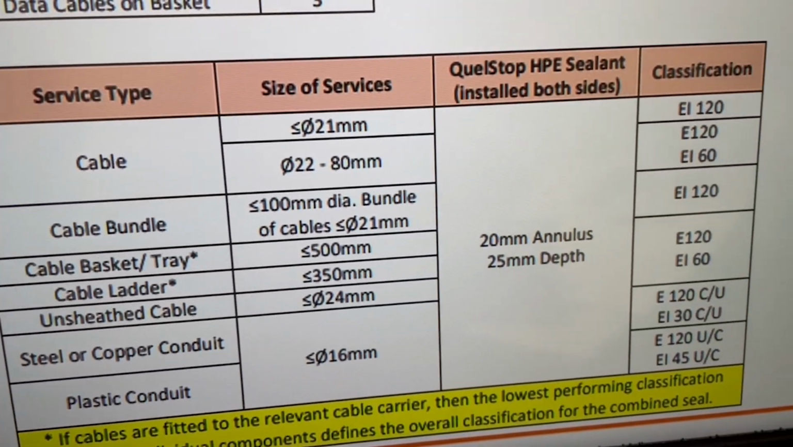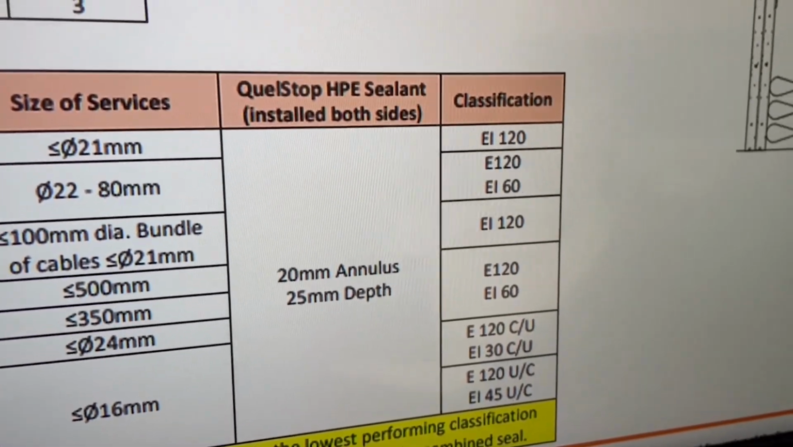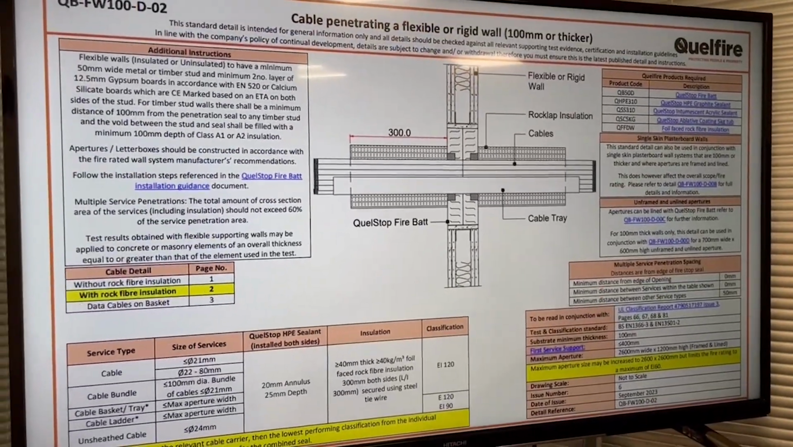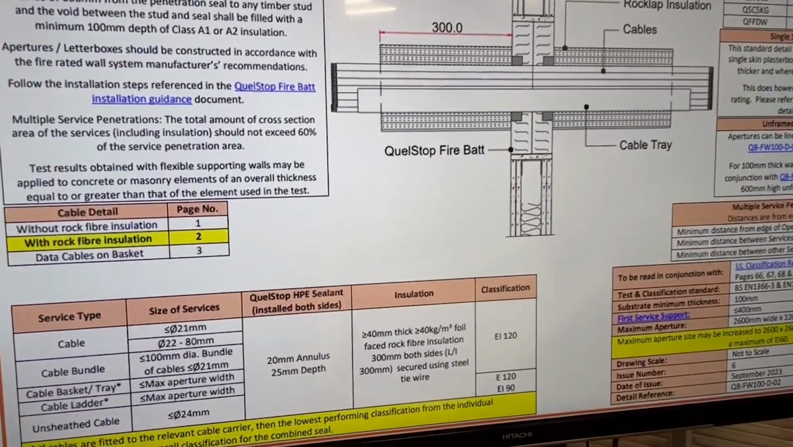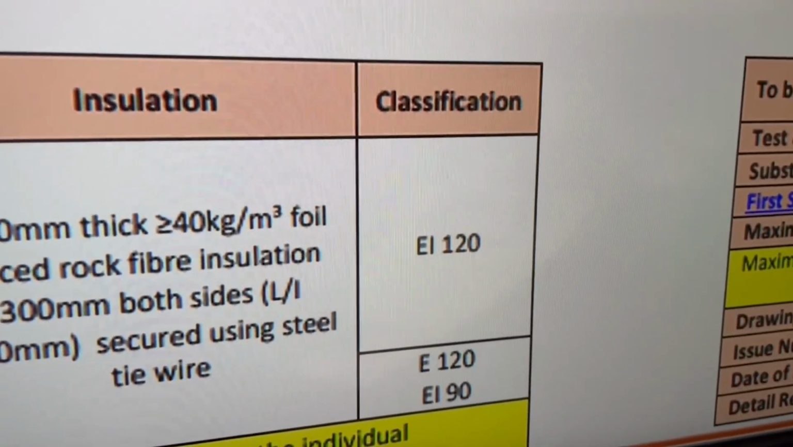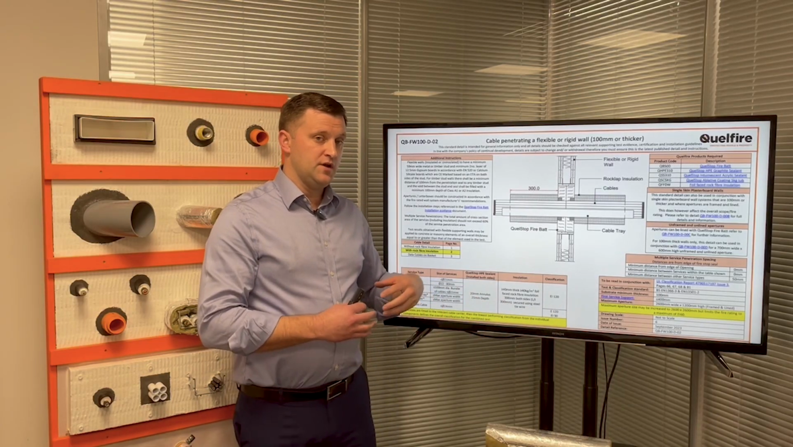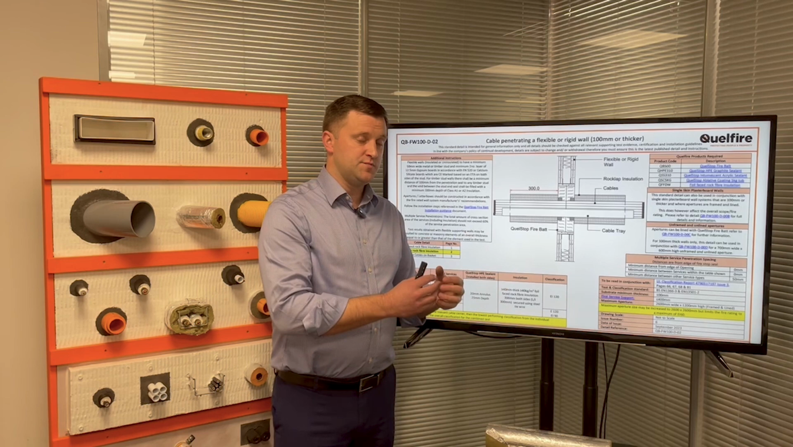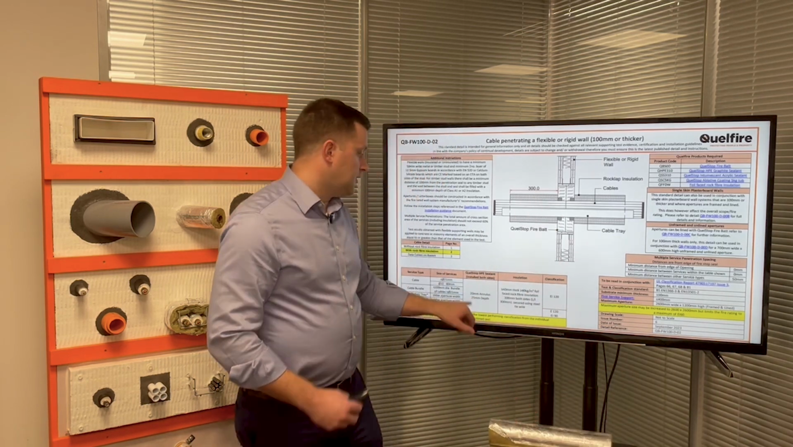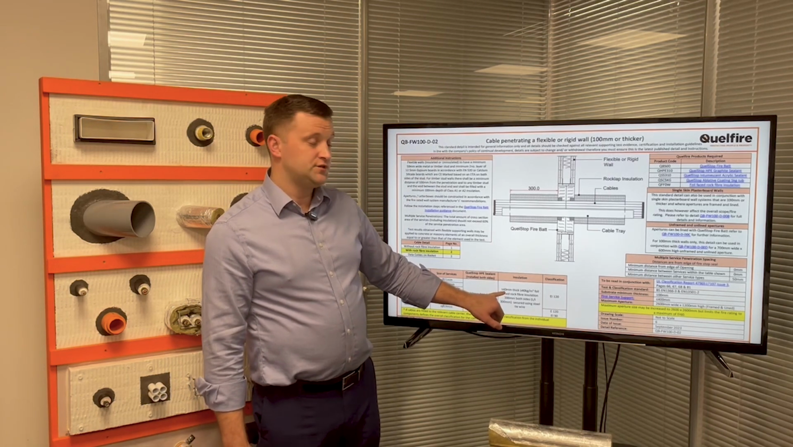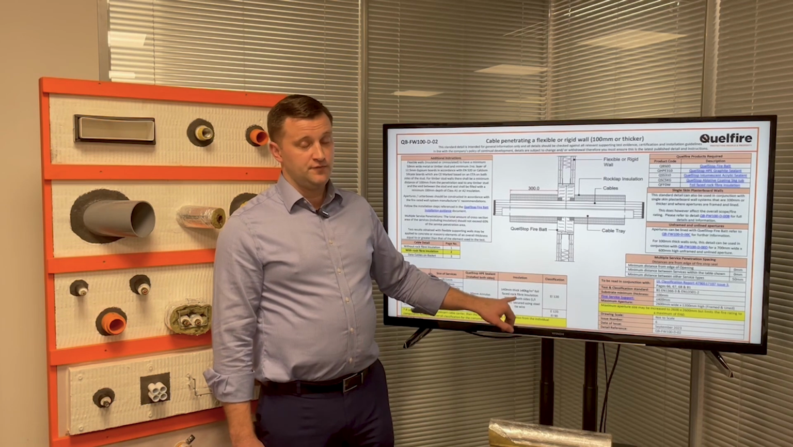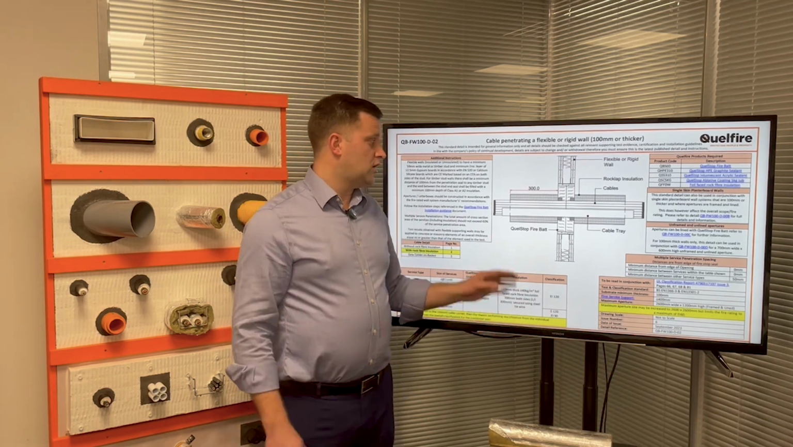And you get particular fire ratings based on using the HPE graphite sealant around the services only. The second page of this detail requires the addition of a foil-faced rock fibre insulation, and this then enhances the fire rating, so EI 120. So as I say, from an integrity perspective, you can achieve that with the HPE, but to slow down that transfer of heat, you need to add some additional insulation. So in this case, we're looking at a minimum 40mm thick foil-faced rock fibre insulation, which has to be installed for 300mm on both sides of the seal.